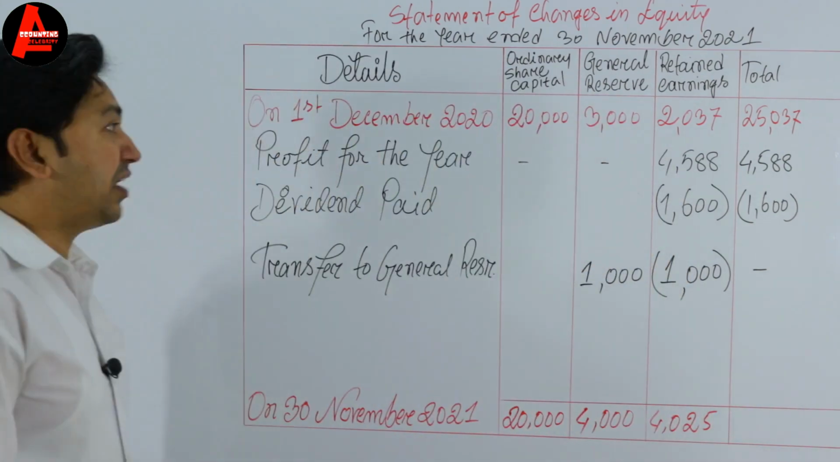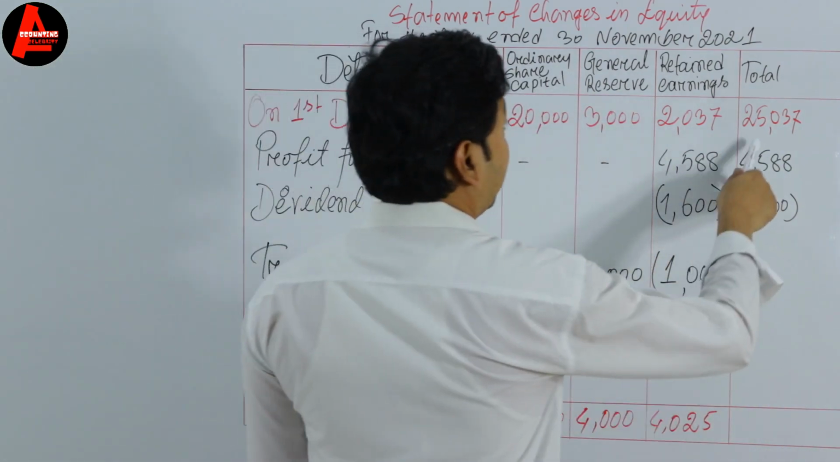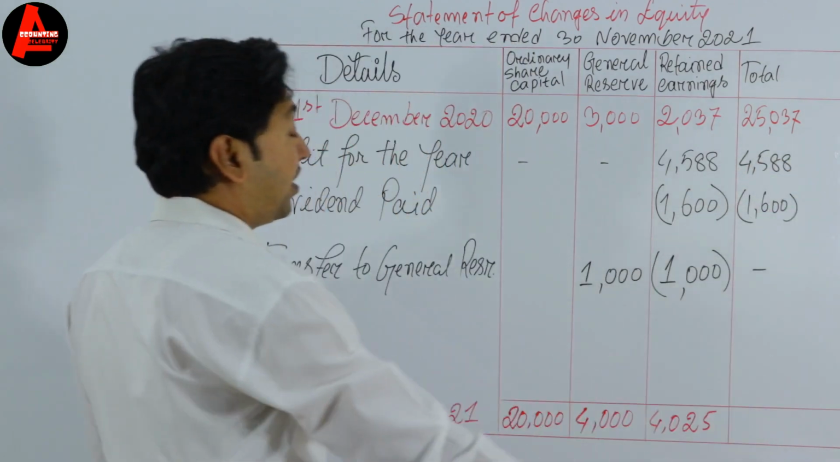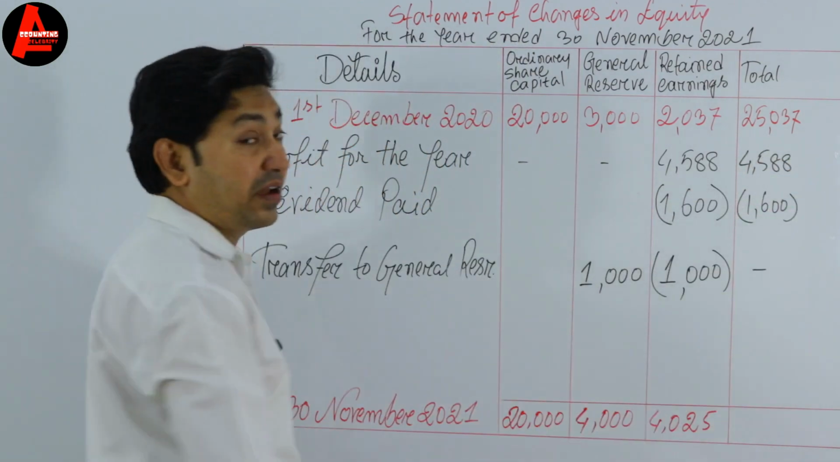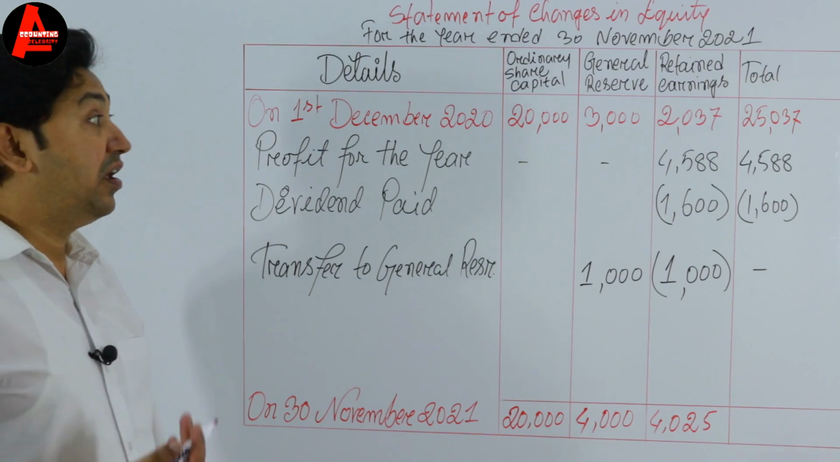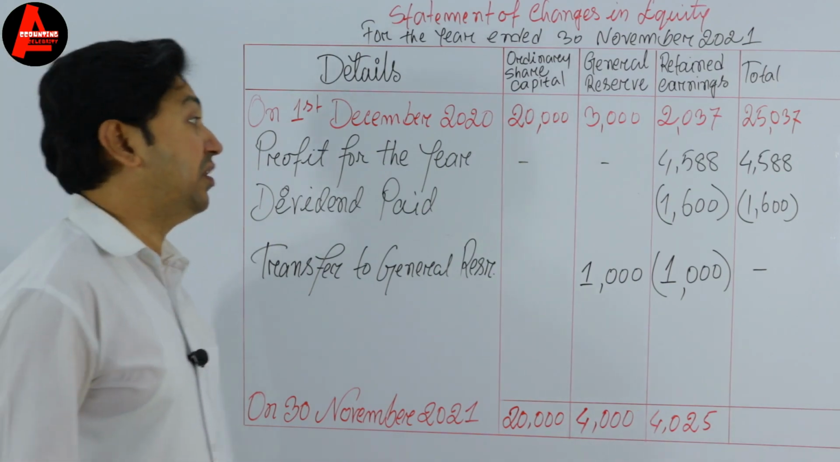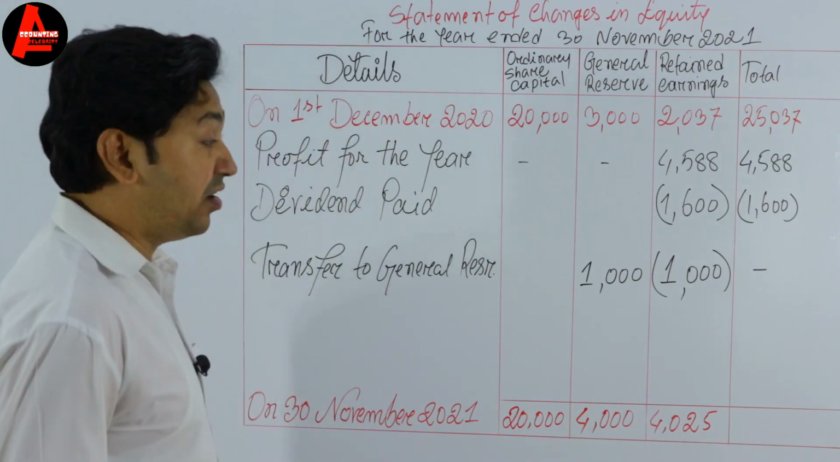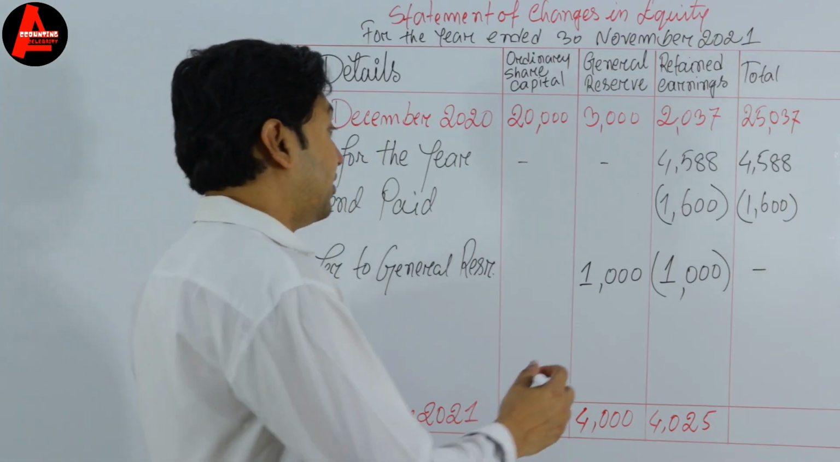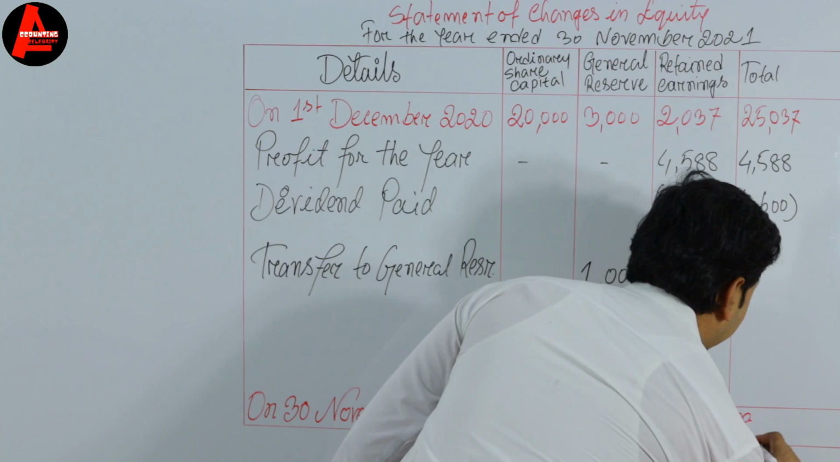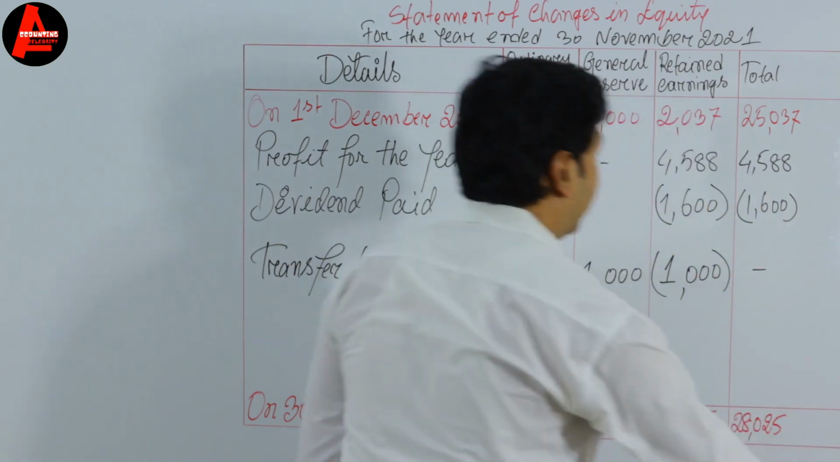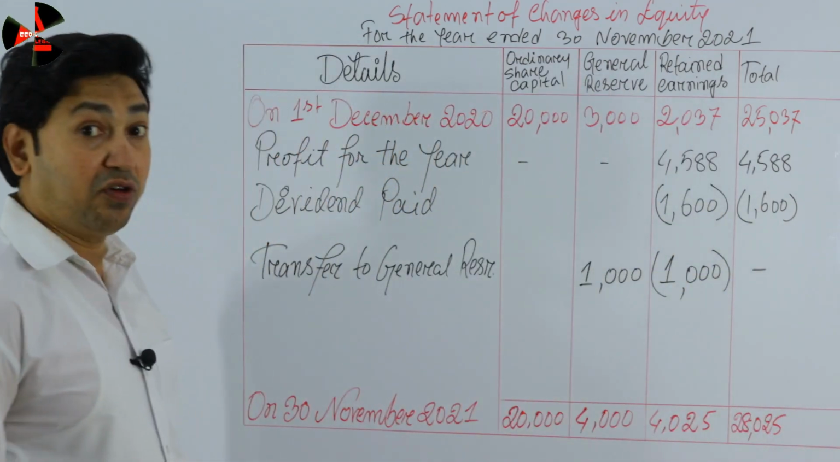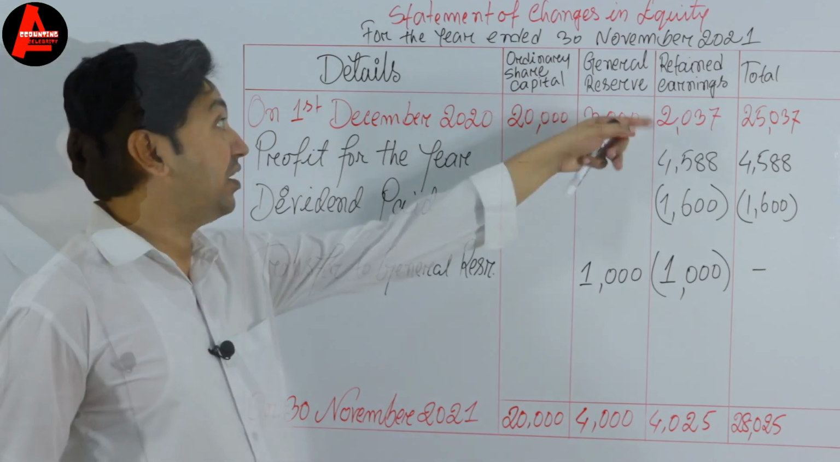If we do all those calculations, we get $4,025. The last column, the total column. Here we have $25,037 and $4,588. We will sum up these two amounts. Then from the addition, we will subtract $1,600. So we get $28,025.